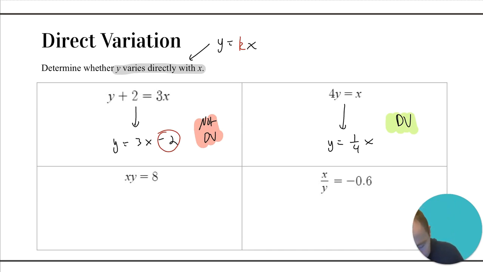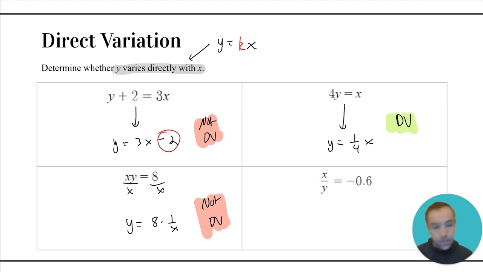The next equation, you'd have to divide by x, I guess, to be able to get the y variable alone. And so y would equal 8 times 1 over x. Okay, this is something that is not going to be direct variation because you can't write it in the form y equals a number times x. This is actually a different type of variation that we're going to talk about in just a little bit, but yeah, it's not direct variation.